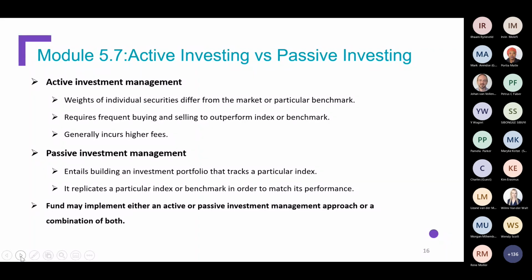Passive investment, on the other hand, refers to investing in a portfolio that mirrors and tracks the exact weight of individual securities within a particular index or benchmark as closely as possible. It replicates a particular index or benchmark in order to match its performance. So a pension fund may implement either an active or passive investment management approach, or they can opt for a combination of both.